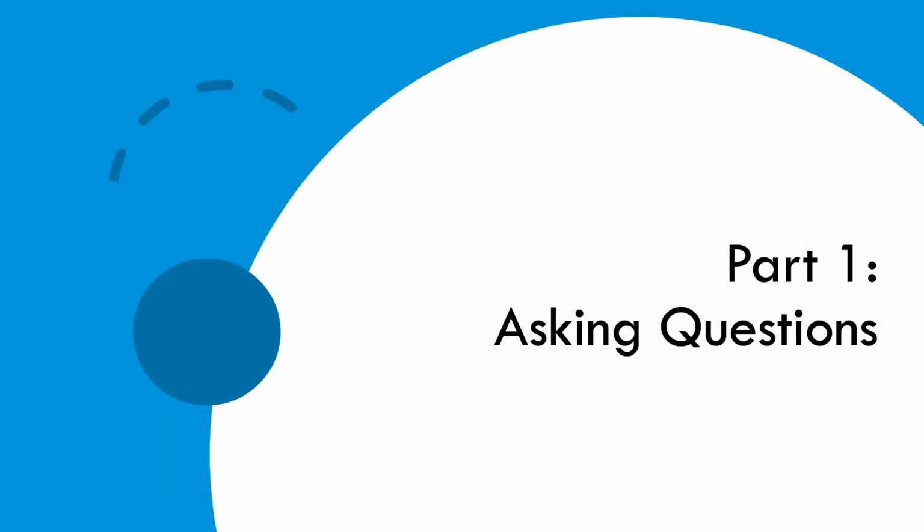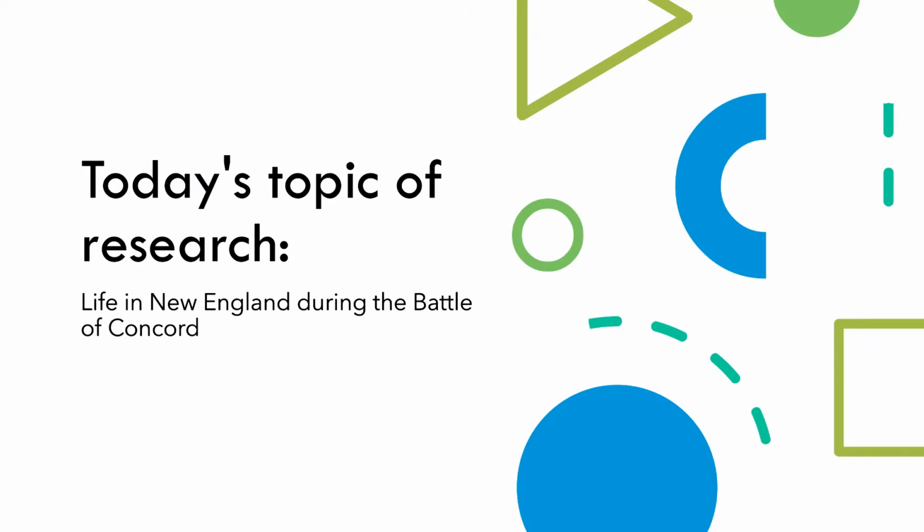Part 1. Asking questions. Imagine you want to do research about life in New England during the Battle of Concord. It is challenging to start researching without knowing what information or facts you are actually looking for. Instead of heading straight to Google, begin by asking yourself and answering the following questions.